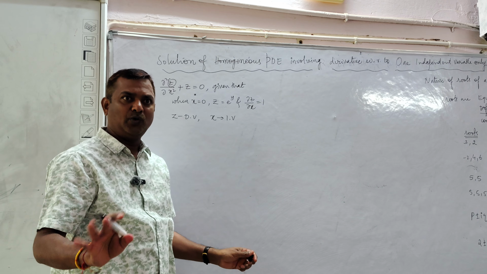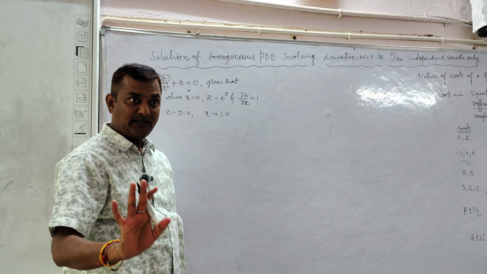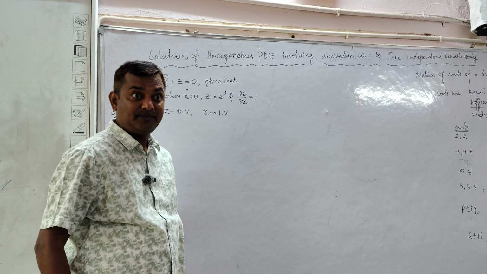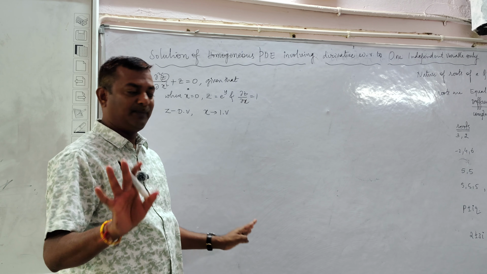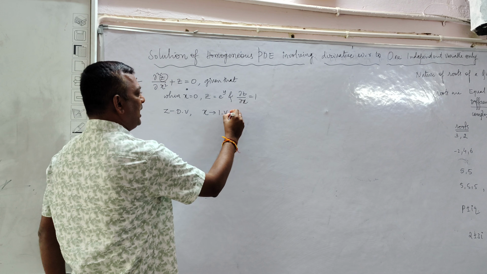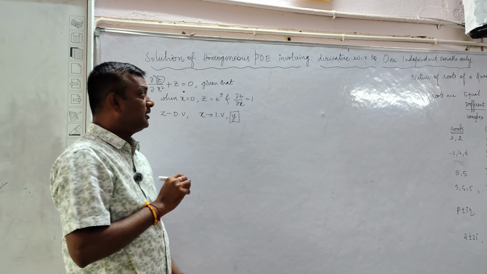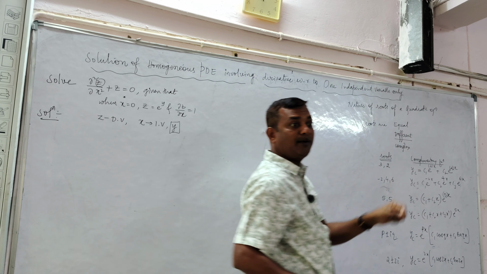Like you already know, while eating only hands will work, right? It is not a matter that you don't have legs. You have legs, but legs are constant in that case. In a similar fashion, here y is there, but y is absent. That is what they have mentioned, with respect to only one independent variable.